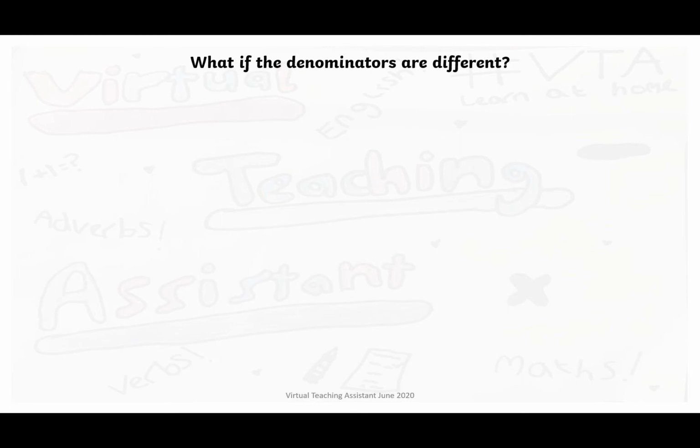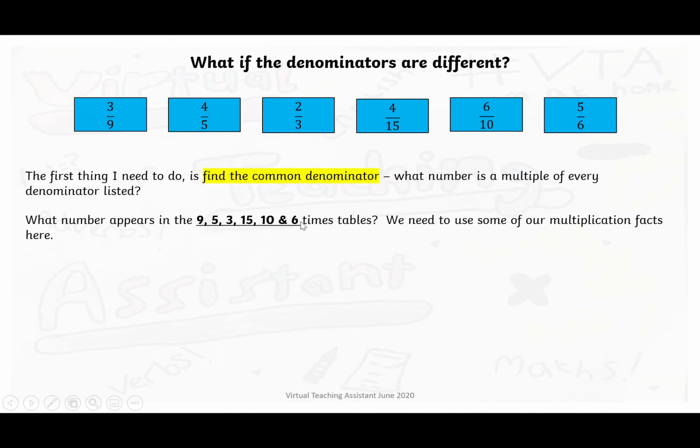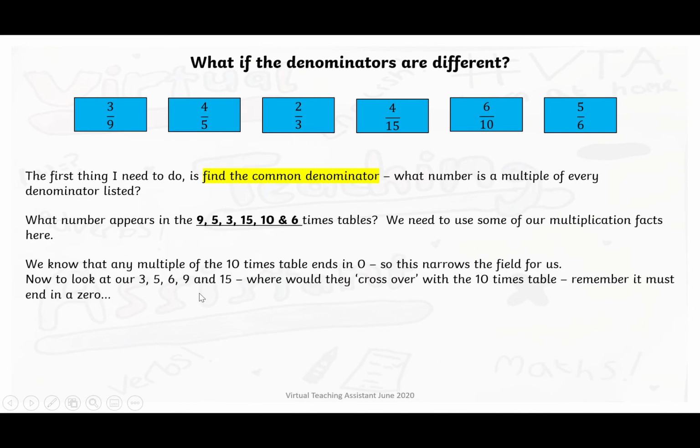Here I've got different denominators with all of my fractions. The first thing I need to do is find the common denominator. What number appears in all of these times tables? I need to find a multiple of all of these numbers, so I need to use my multiplication facts. Because there's a 10 times table up there, it's going to have to end in a 0. So the number that all these have in common has to end in a 0. This will help me a bit.